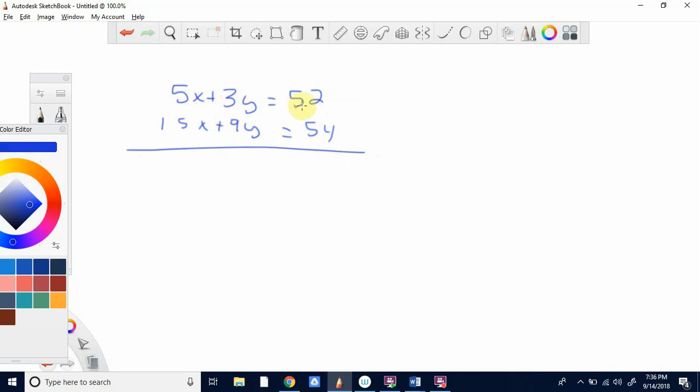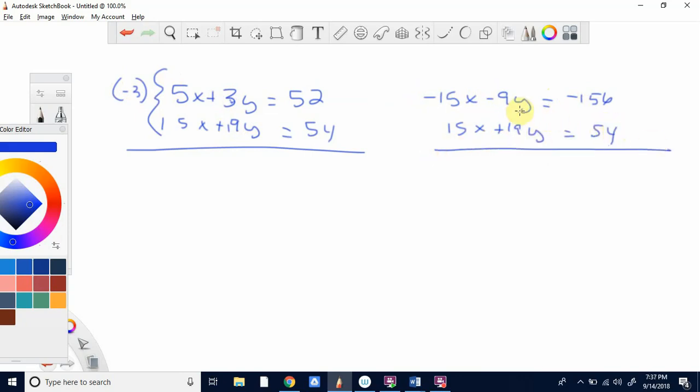All right, so I have no two coefficients that are the same or opposite. These two numbers are smaller than these two numbers. So I need to have the least common multiple, or coefficient, of 9. So I need to multiply this by -3 because I need them to also be opposite. Okay, so I'm going to distribute through, so -15x minus 9y equals -156. Then I have 15x plus 19y equals 54.